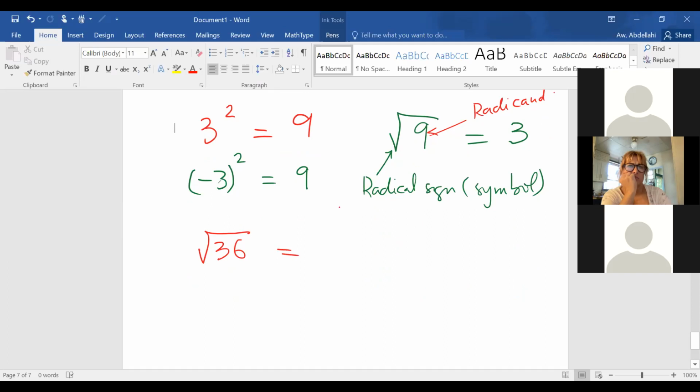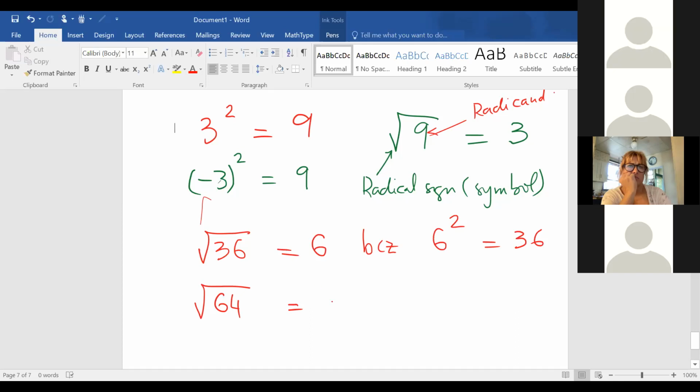It's 6. Why? Because 6 squared is 36, right? What is the square root of 64? Everybody, what is the square root of 64? 8. It is 8. Again, why? Because 8 squared is 64, right?